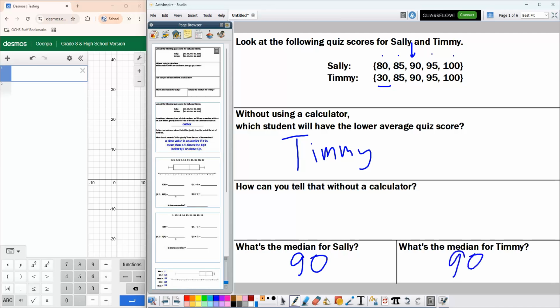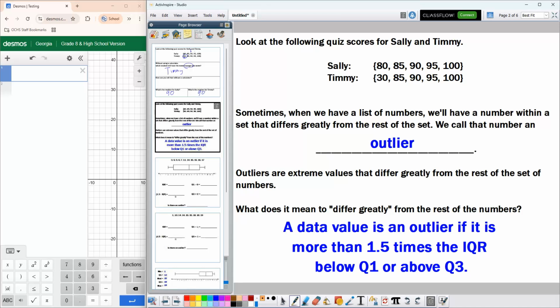So what can we take away from this? The median isn't affected by crazy numbers. The median is going to stay the same, but the average, or the mean, is affected by crazy numbers. That 30 was what we're going to call a crazy number here in just a second. And that 30 affected who won or lost the lower average. It did not affect the median. Next one. Same quiz score, same people. Poor Timmy had a bad day.